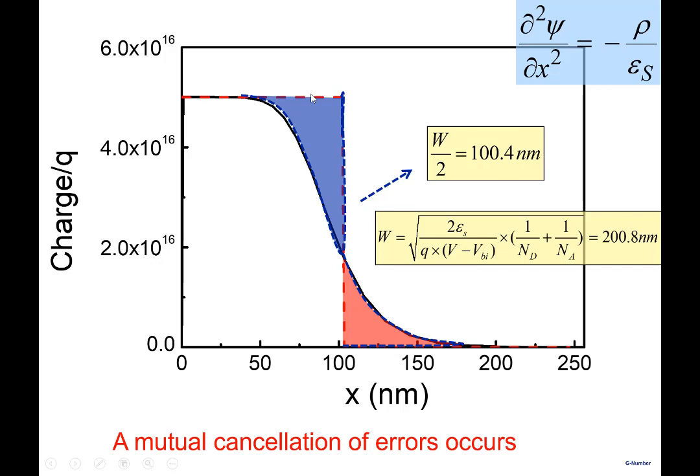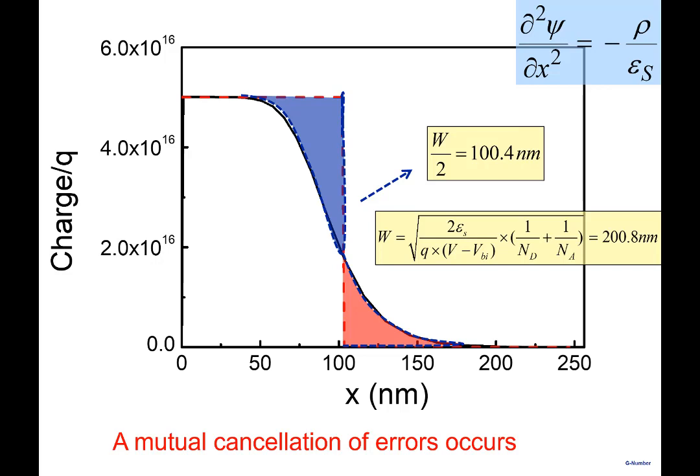So there are two messages here. First, depletion approximation is not just this constant region. It's actually taking the entire space charge region and approximating it by a rectangle. It's not neglecting the transition region. In fact, it's taking part of the transition region also and approximating it by a rectangle. Overestimating charge here, underestimating charge here, they mutually cancel each other and result in a drastic reduction in errors.